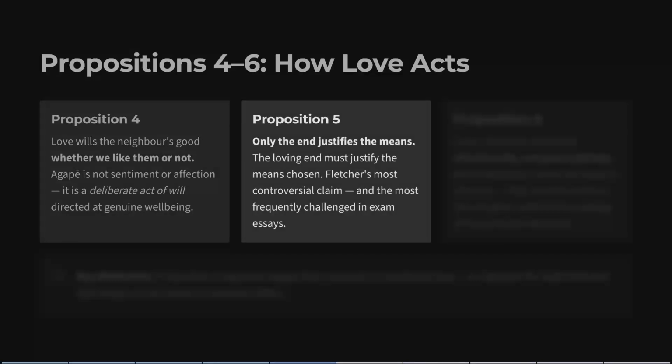Proposition 5: only the end justifies the means. Fletcher is saying that the morality of an action is determined entirely by whether it achieves a loving end. There are no means that are intrinsically wrong. Any action can in principle be justified if the end it serves is genuinely agapē. And this is Fletcher's most controversial proposition, and the one most frequently examined. We're going to spend dedicated time on it on the next slide.